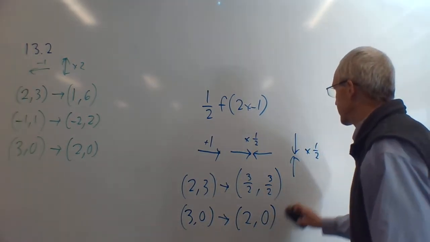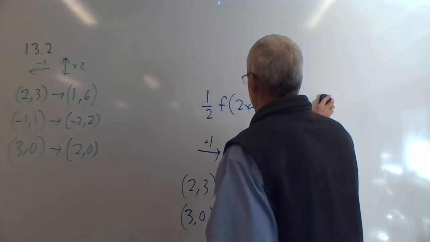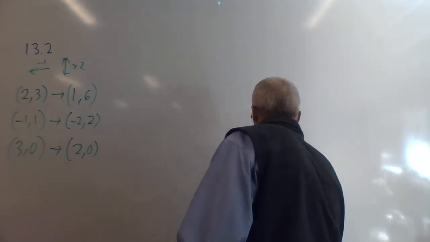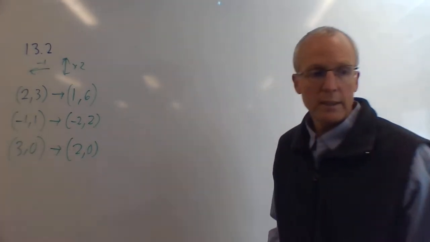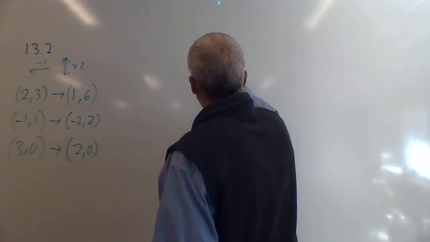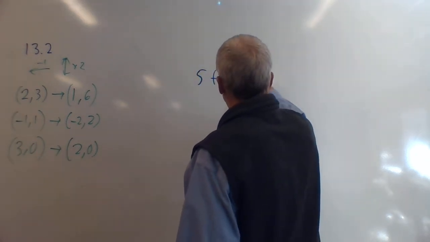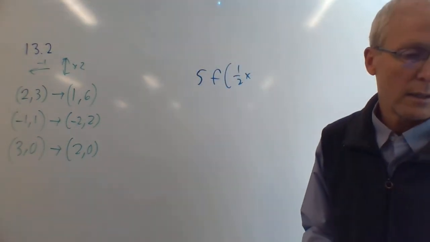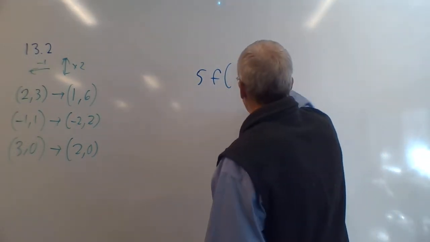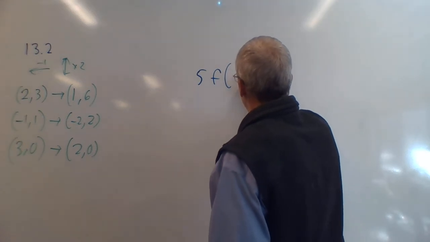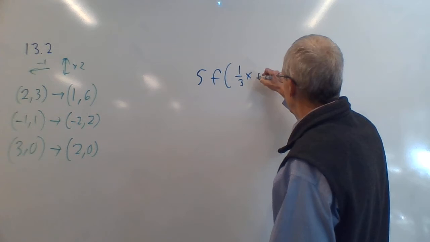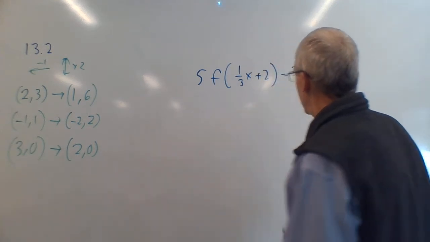Okay, let's look at the last example. It is 5 times f of 1/2 x of 1/3 x plus 2 minus 2.